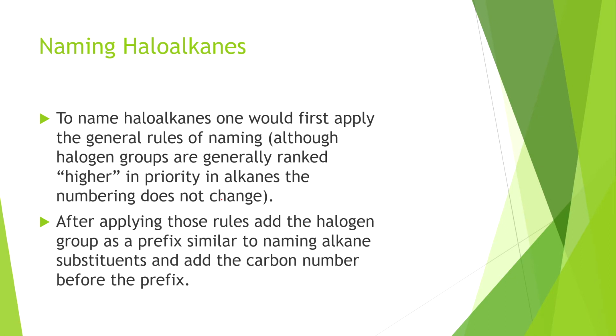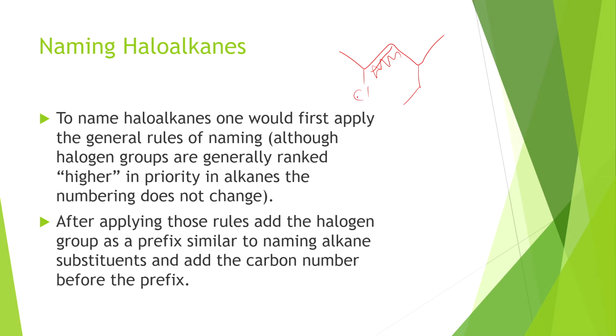To name haloalkanes, one would first apply the general rules of naming. Although halogens are generally ranked higher in priority than alkanes, the numbering actually does not change. For instance, remember when we're naming alkenes, we would prioritize naming the double bond rather than, for example, a substituent. But in the case of haloalkanes, there's really no priority, and let's just say instead of a double bond, we have a haloalkane here.